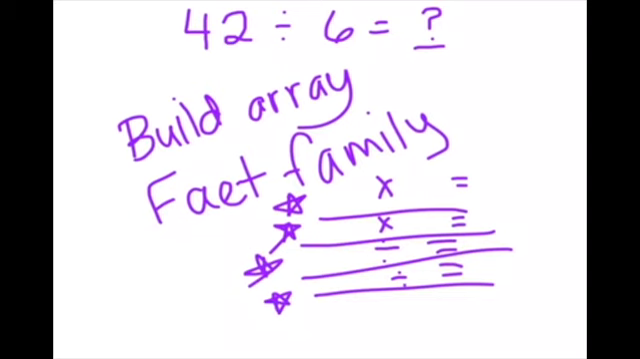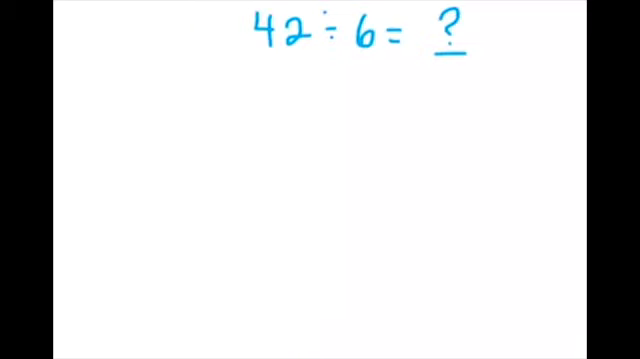Okay, so please try that on your own, and then when you are ready, you can resume the video and see if your answers match up with mine. Okay, so you should have tried this out on your own. You should have built the array, and I'm hoping you came up with all 4 equations for the fact families, okay? So 42 divided by 6 equals unknown.